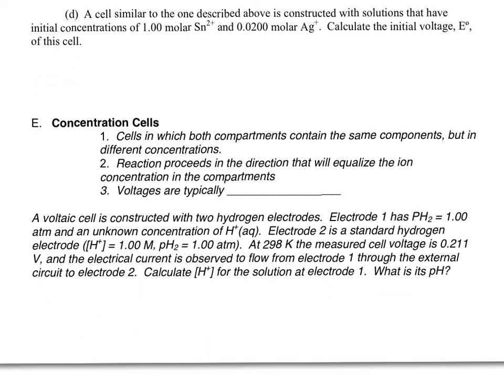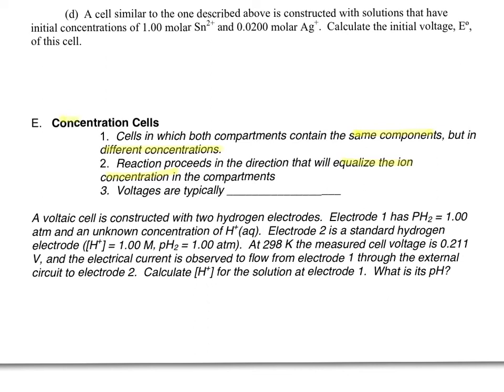Since if you change concentration, you can change voltage, something interesting that can happen is you can have cells that have the exact same components in them. They're made up of the exact same stuff, but if you give them different concentrations, they'll have different cell potentials, and so a potential difference will exist. They have the same components but different concentrations, and a reaction starts to occur that tries to equalize those ion concentrations, and so you get a voltage from this cell. This is called a concentration cell.